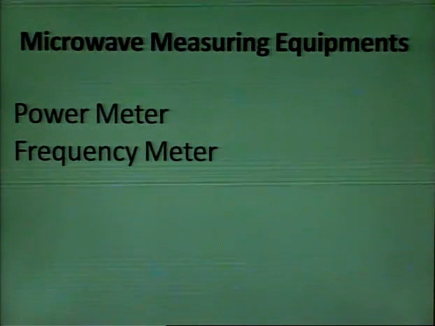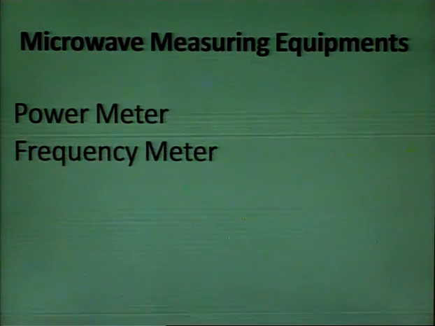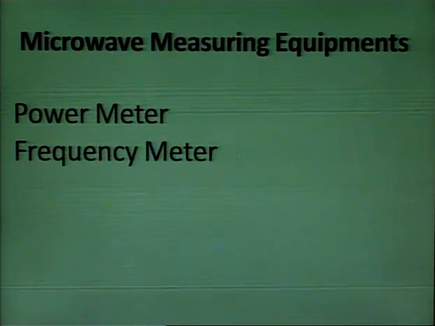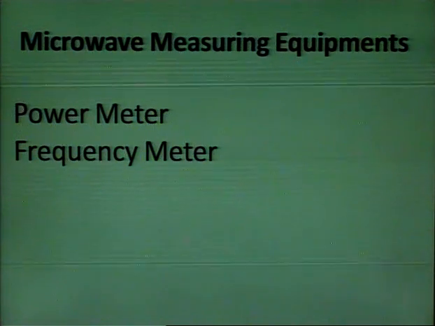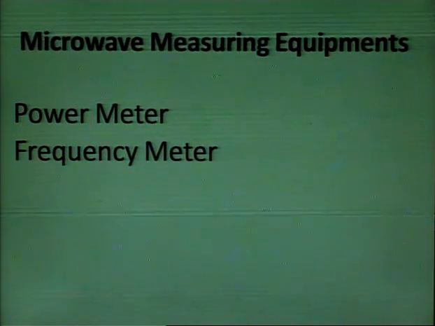And third is microwave measuring equipment. There are two broad types of equipment used for measurement of microwaves. One is for power measurement, the power meter, and the second is for measurement of frequency, which is called the frequency meter.